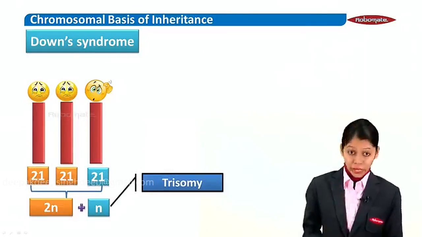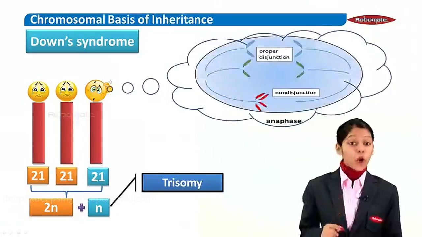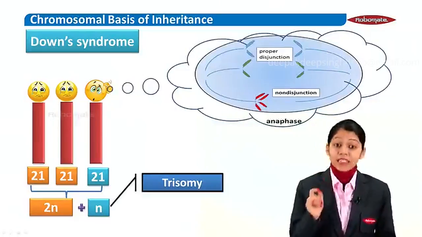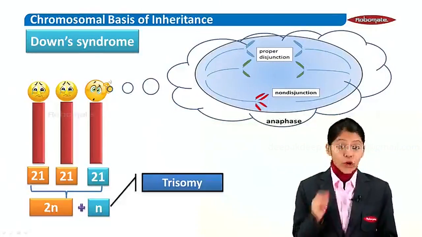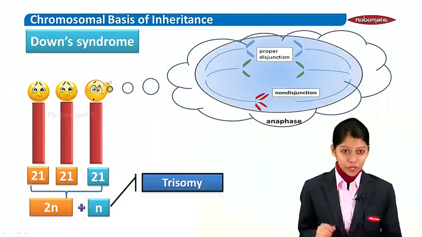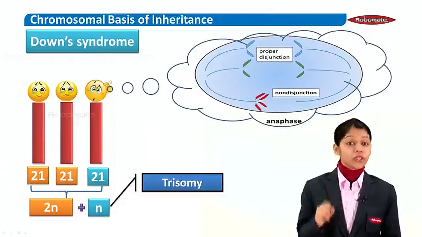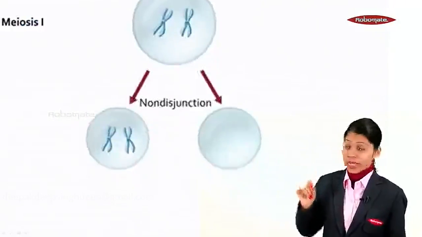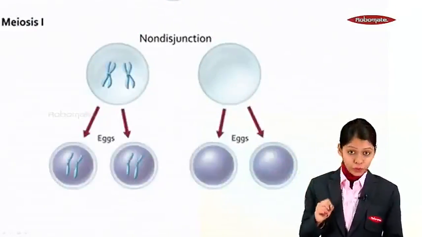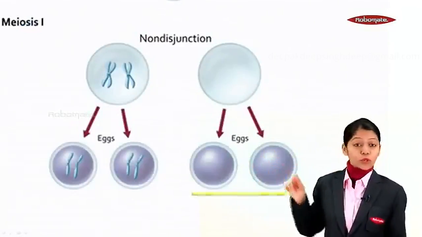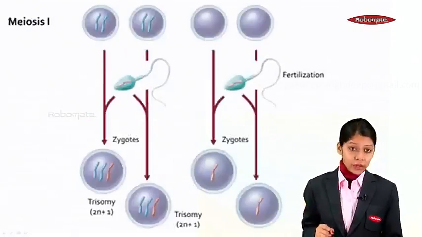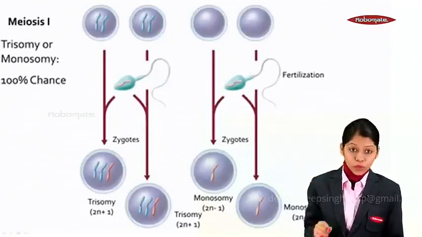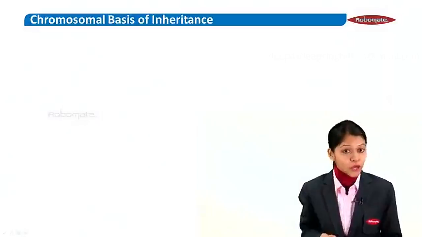Now, why does it take place? It takes place because of non-disjunction. If you can recollect, in anaphase, disjunction takes place, due to which chromosomes are separated from each other. In case of non-disjunction, they aren't. So what happens in such a case? You can see in the case of meiosis, there is one cell which contains 2 chromosomes, and the other cell has none. So when such a thing happens, a sperm fertilizes the cell with 2 chromosomes, due to which there is a case of trisomy.